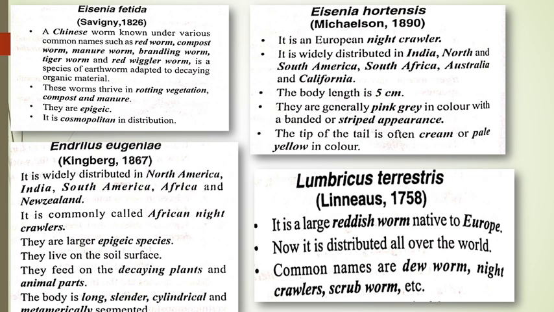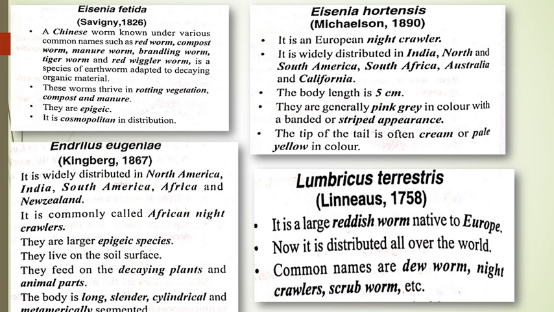Then talking about Endrilus eugenie, another kind of exotic worm, which was discovered by Kingberg in 1876. It is widely distributed in North America, India, South America, Africa and New Zealand. It is commonly called African night crawlers. They are larger epigeic species. They live on the soil surface. They mainly feed on decaying plant matter, leaves, any kind of decaying material from plant and animal parts.